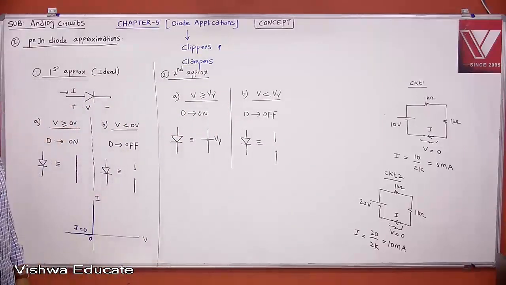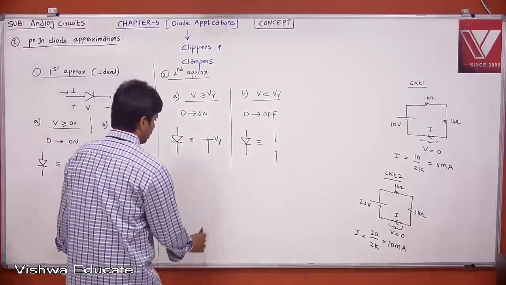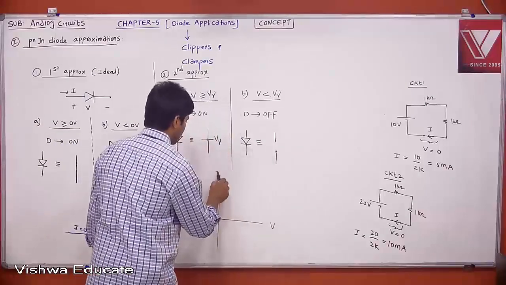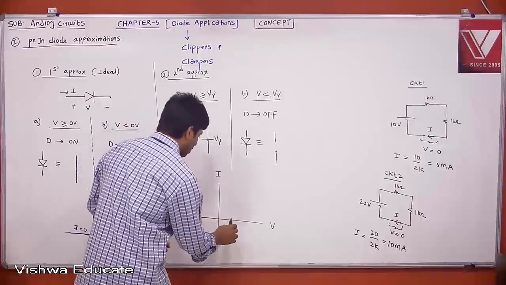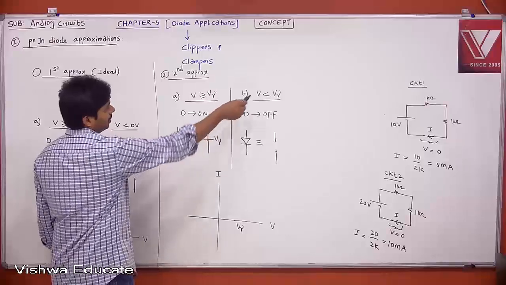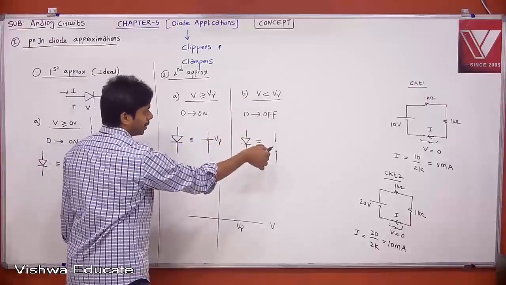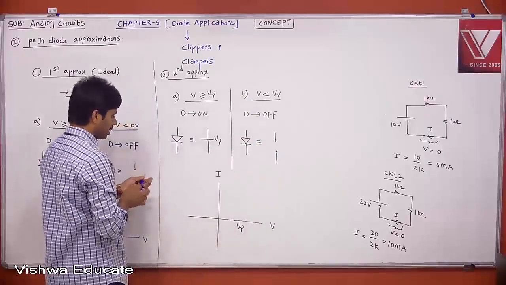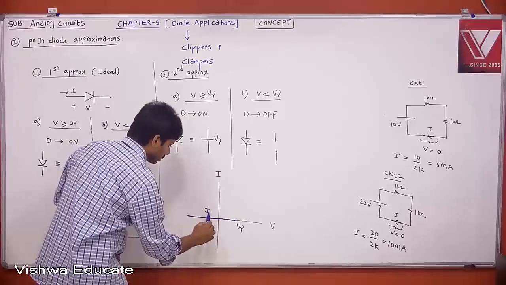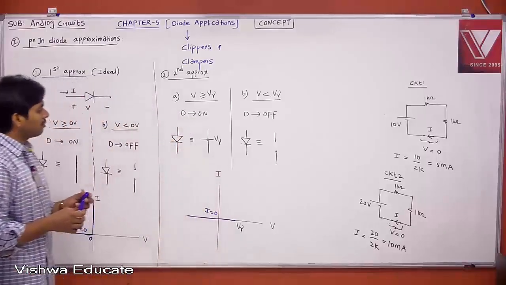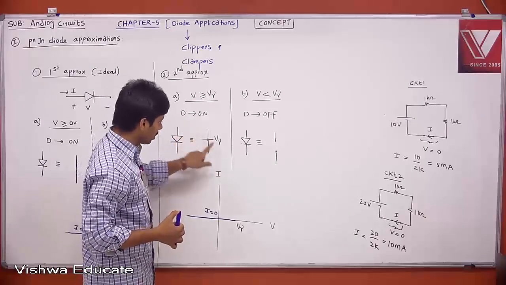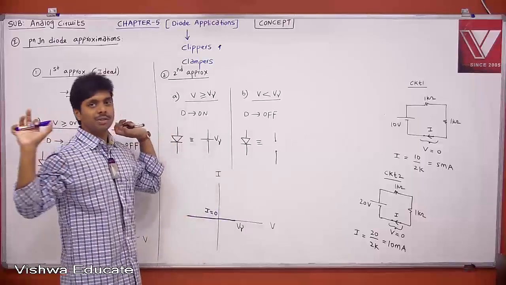Now accounting this, we need to draw the VI characteristics. This is V, this is I. Up to V gamma, when V is less than V gamma, diode is off, completely open circuit, then your current is 0. But when voltage is greater than or equal to V gamma, it is a battery having a constant voltage V gamma, but it can support any current from 0 to infinity.